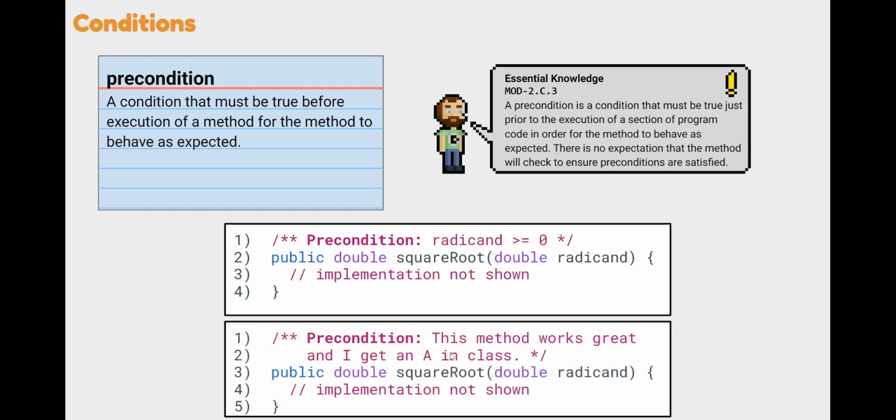So I could put a precondition that says this method will work great 100% of the time. And just because I put that precondition, that doesn't mean Java is actually going to make that happen. Just because I write radicand needs to be greater than or equal to 0, Java doesn't actually check that. This is just a note to anybody who uses the method to say, hey, if you want this method to work correctly, you better make sure that you give me a radicand that is greater than or equal to 0.